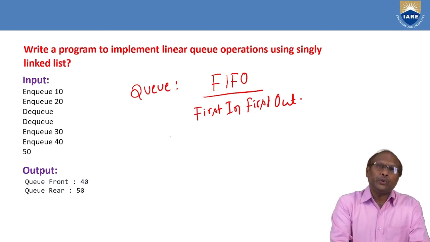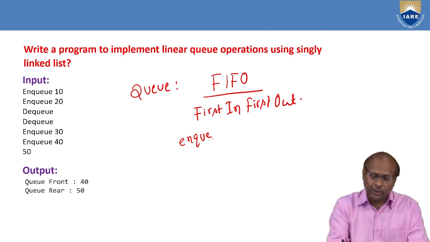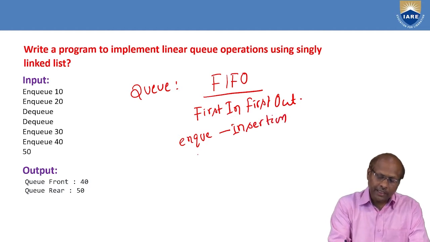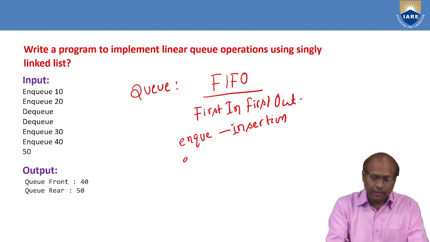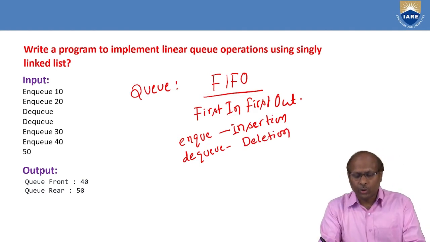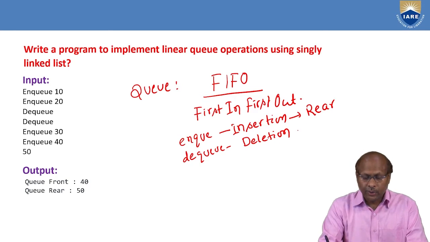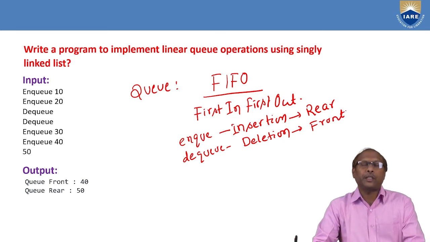When you want to insert, you call a special method called ENQUEUE. So the queue permits two operations. One is ENQUEUE, which means insertion, and the second is DEQUEUE, which means deletion. Insertion you always have to do at the rear part, and DEQUEUE means deletion, which you have to do at the front part. These two operations you have to implement now.